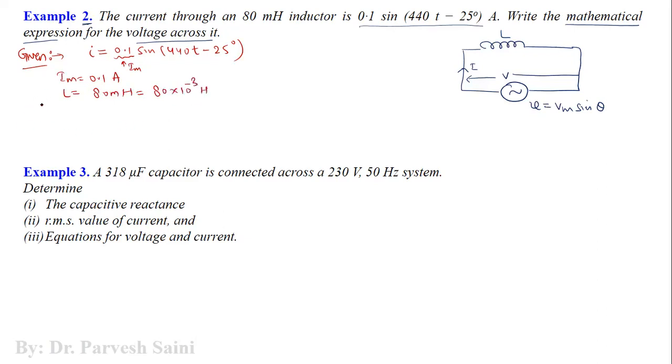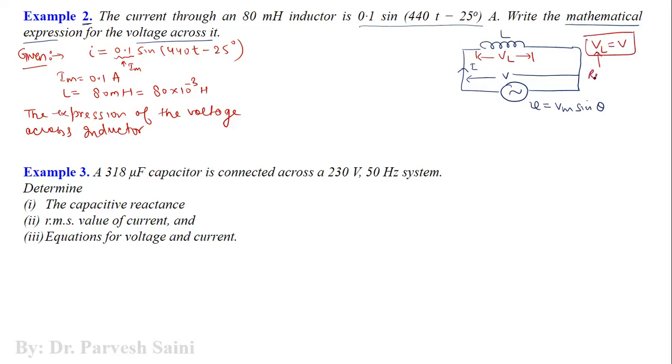Now we have to write the equation for the voltage. So the expression of the voltage across the inductor is, because this is the only component connected to this voltage source, and the voltage across it is, let us say, VL. So VL is equal to V, where both are the RMS values.